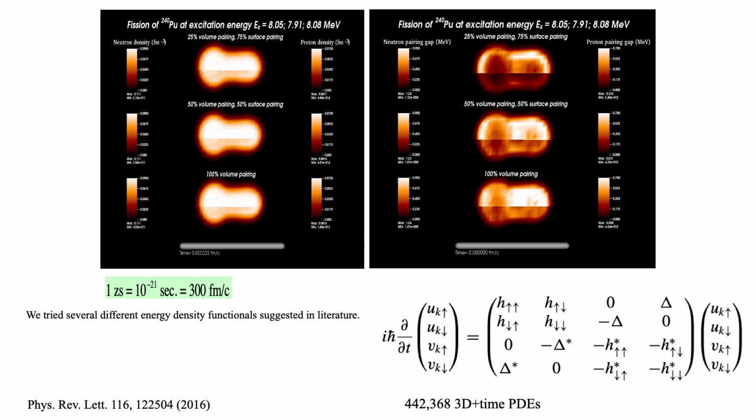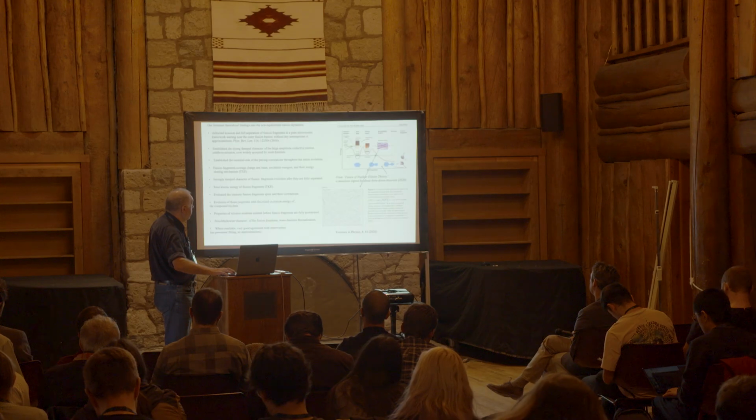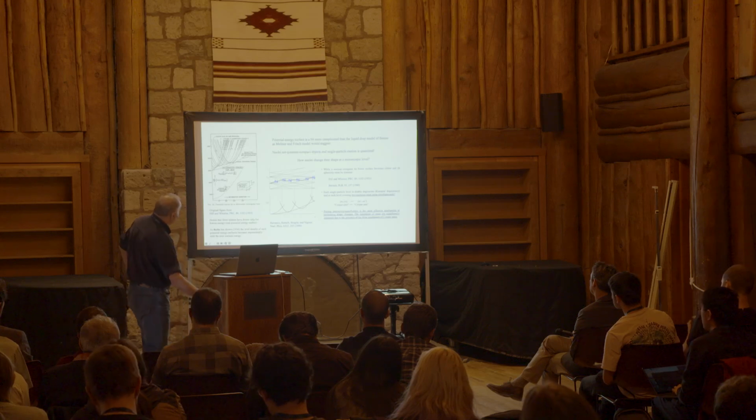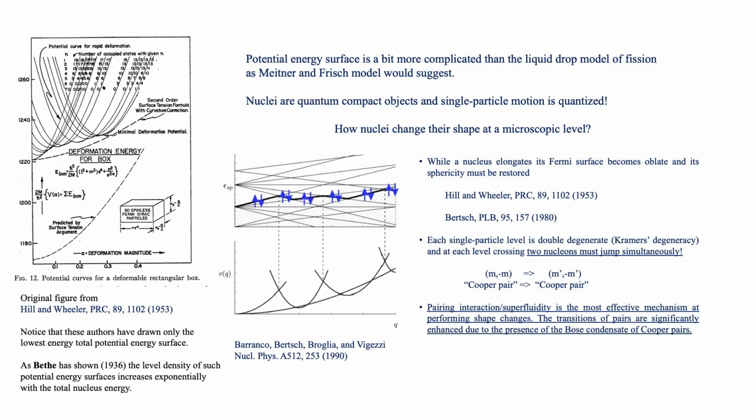Pairing is an essential element. The reason for that is the following. So I'm going to go back to a slide here to show you. This is a picture from a famous paper by Hill and Wheeler. They made the nucleus a cube. Well, they didn't do a spherical cow, they did a cube because that was easy. And they started elongating it by preserving the volume.